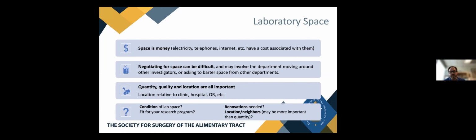And then finally, as I mentioned before, location, what relative to neighbors. And this actually may be more important in a lot of situations to think about and to ask about than just the quantity. More is not always better.